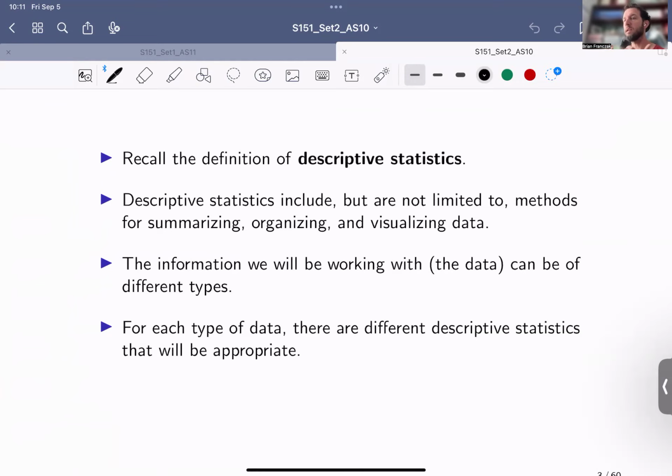Now, there are many different types of descriptive statistics, and the ones that we use actually depend on the type of data that we are working with. To define the type of data that we are working with, we are first going to define variable types. But those definitions of variables are analogous to the definitions of data, as you will see in a little bit.